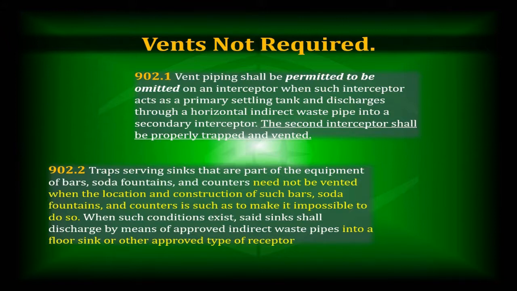902.2 Traps serving sinks that are part of the equipment of bars, soda fountains, and counters need not be vented when the location and the construction of such bars, soda fountains, and counters is such as to make it impossible to do so. Make sure you check with your authority having jurisdiction before you do any of this on this particular section. When such conditions exist, said sinks shall discharge by means of approved direct waste pipes into a floor sink or other approved type of receptor.